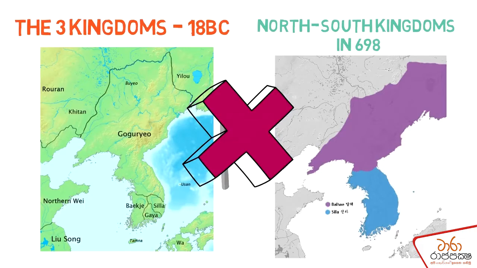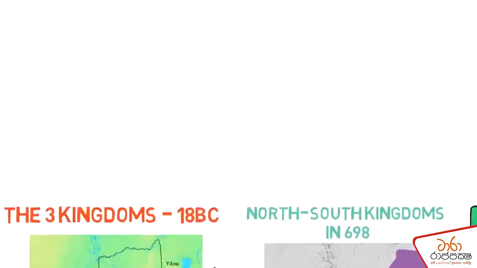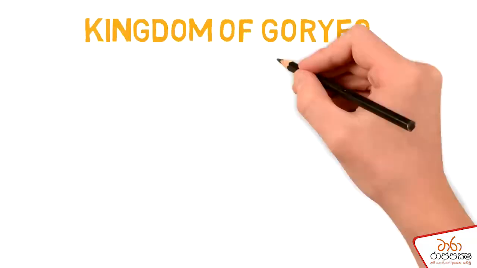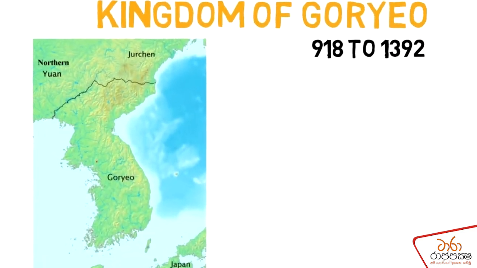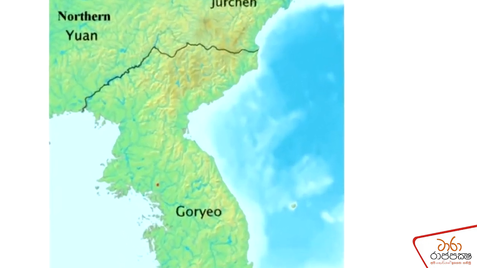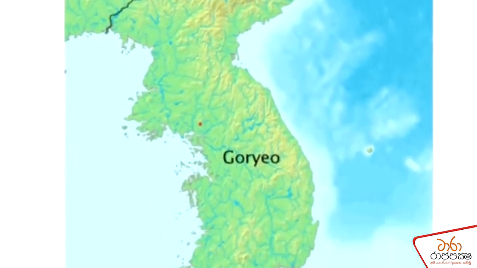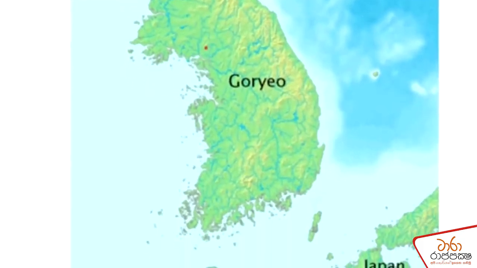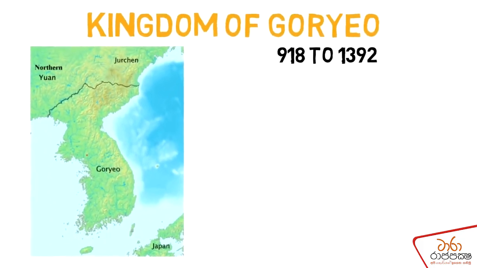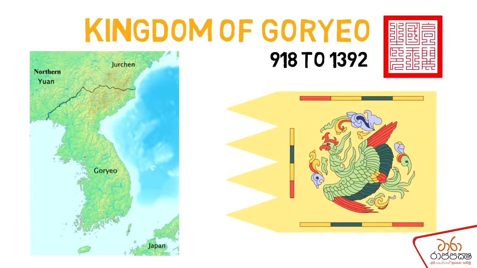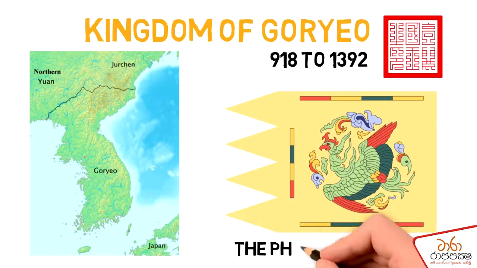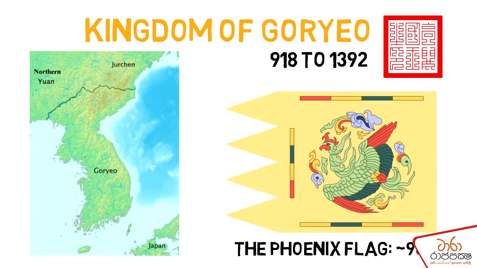For the first appearance of an actual flag, we need to go forward a little more, to the Kingdom of Goryeo. The Kingdom of Goryeo existed from 918 to 1392, having pretty much all the peninsula as its territory. Despite not having a national flag for the nation of Korea, they did have a royal flag, this one, and also a royal seal. The royal flag of the Goryeo dynasty, known as the Phoenix flag, was adopted around 960, and I think we can mark this date as the time when Korea had their first flag.